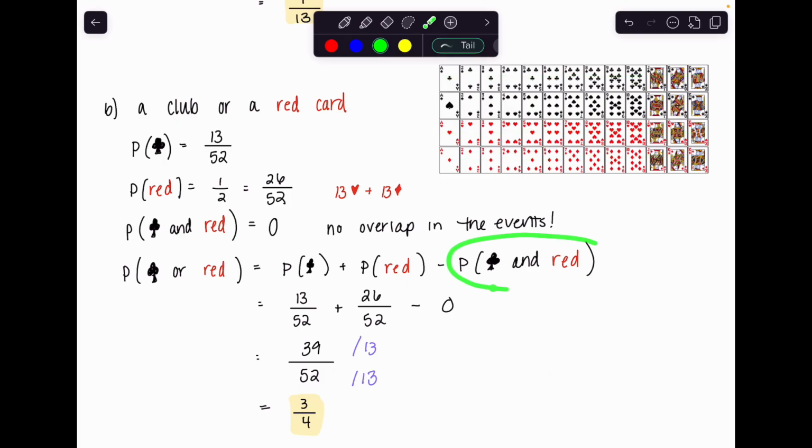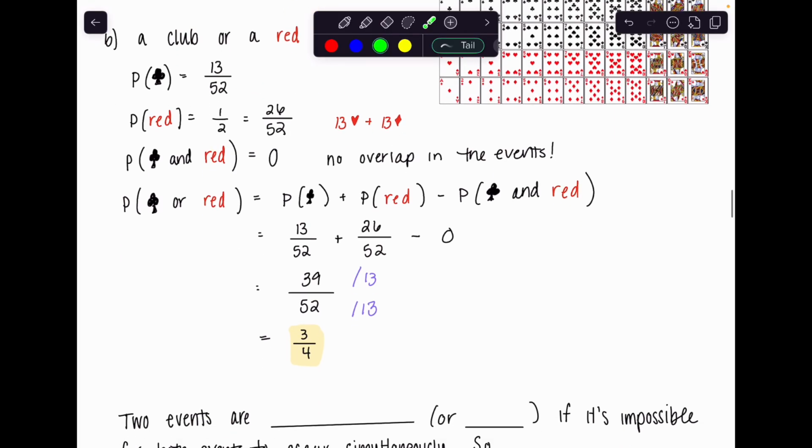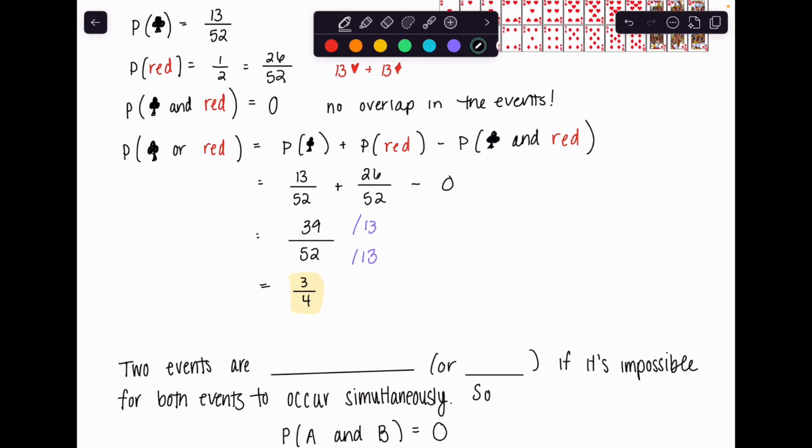When there is no overlap in the events, we have a special terminology for it. These are really nice types of events, especially for finding probabilities. We say 2 events are mutually exclusive, or also disjoint, if it's impossible for both events to occur simultaneously. Essentially the probability of event A and B happening is nothing. So getting a club and getting a red card is absolutely impossible. Those events are disjoint.